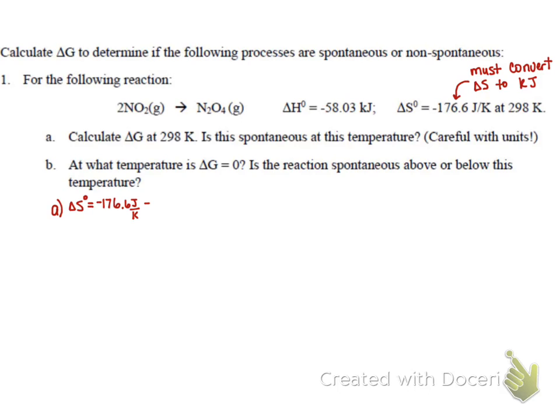So again, the first thing that we're going to do is to take our delta S, which is in joules, and convert it to kilojoules. So minus 176.6, we're going to divide by 1,000 and change that to kilojoules. Again, it's per degree Kelvin.